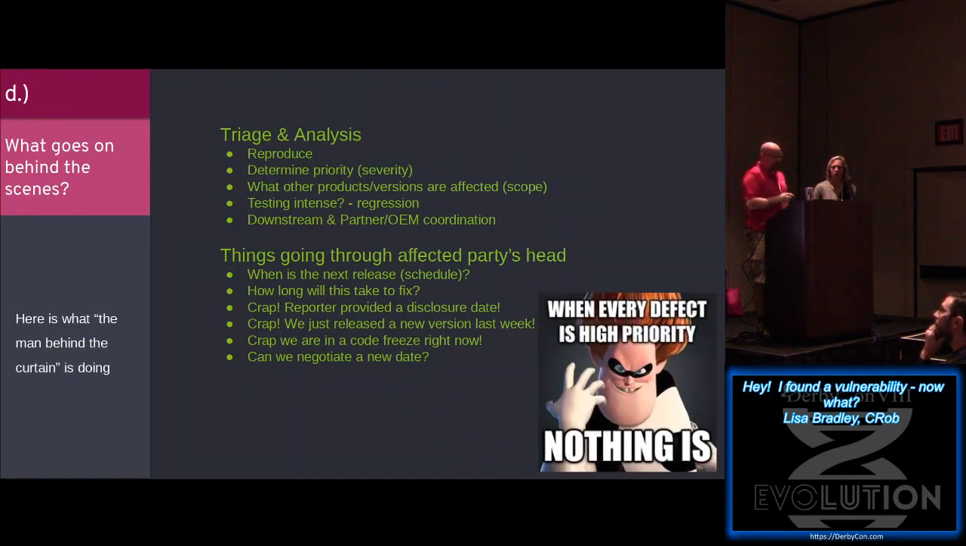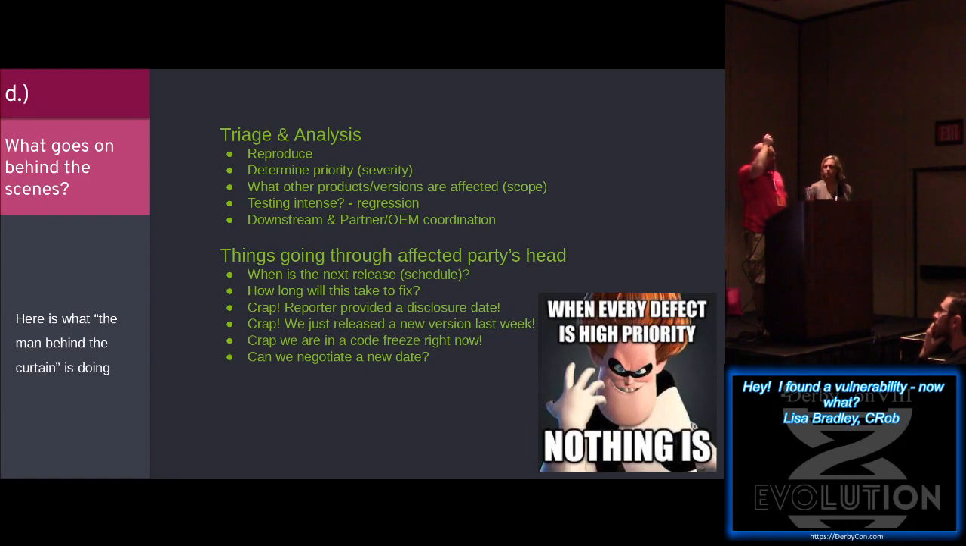And what goes on behind the scenes, we are scrambling around like idiots. We are trying to understand what you just told us. And again, if you give us that in a concise format, it's easier for us to understand what you found and what we need to do to test and reproduce it. We're trying to determine the priority of the issue. Is this a big problem? Is it a little problem? Is it somewhere in between? What other products and versions are affected?